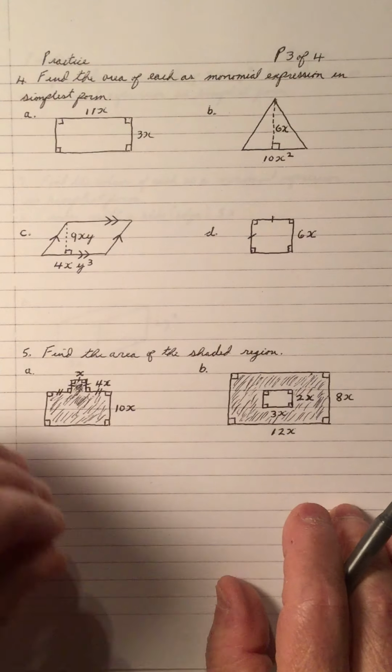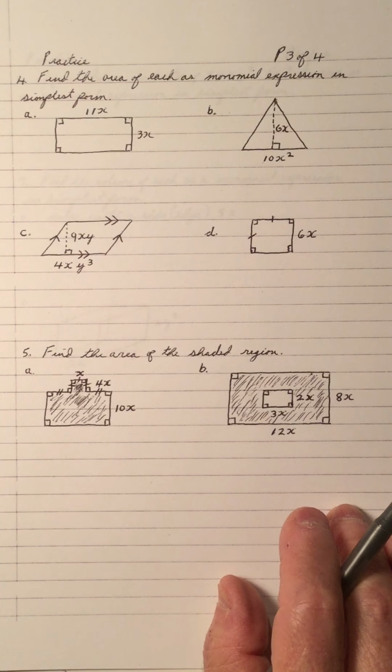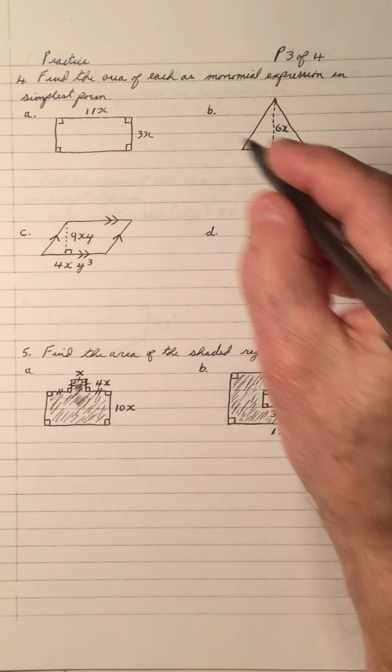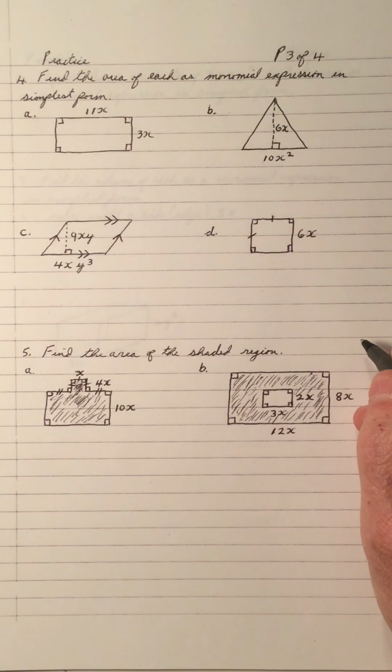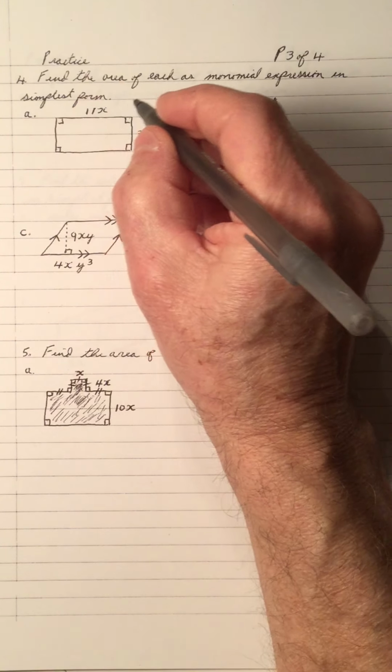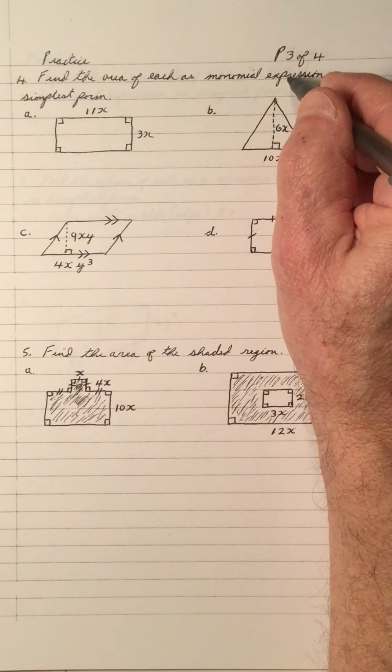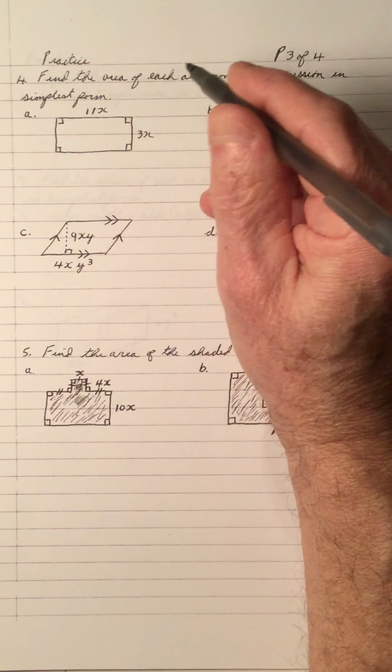And we have a practice again. Let's continue to work these out. Pause the video and work these out. Here we go. Find the area this time. Area means multiply in simplest form.